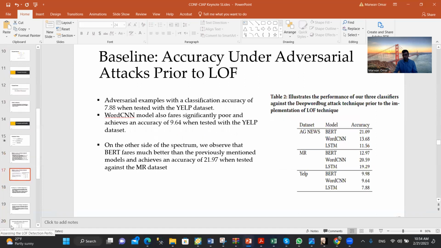So here we show again different data sets, the different models, and the accuracy. For example, as you can see here, in the AG News, we have three models again, BERT, CNN, and LSTM. When we attack each one of these models with adversarial attacks before implementing LOF, we can see the accuracy is low and the attack success rate is high. So the accuracy is just 21.9% for BERT on AG News. It's 12.97 for the MR and only 9% on the Yelp dataset. This is significantly low, and this is because we have no protection.